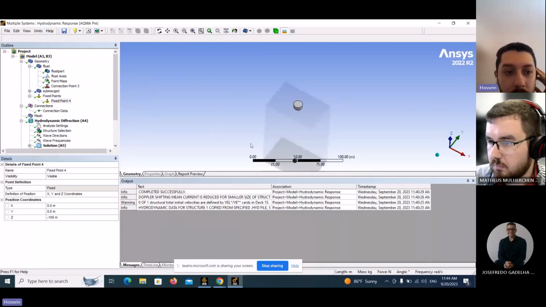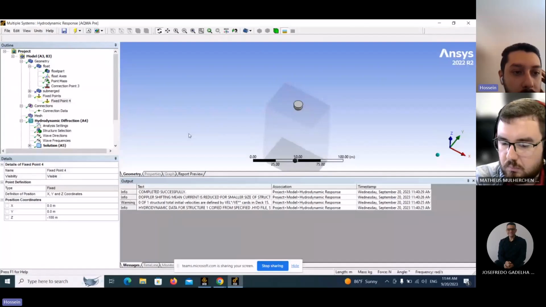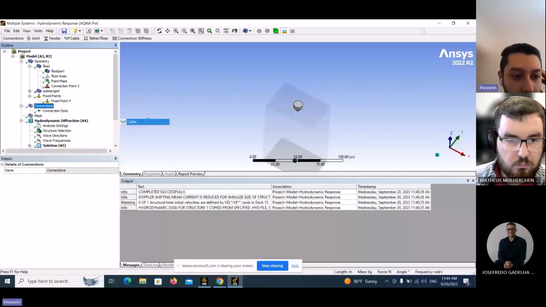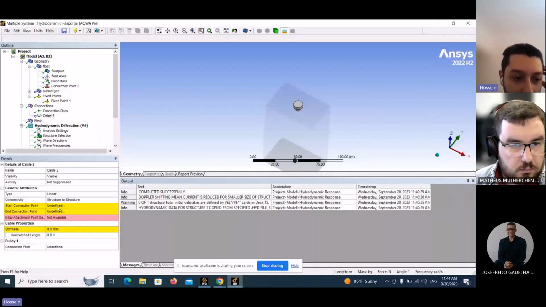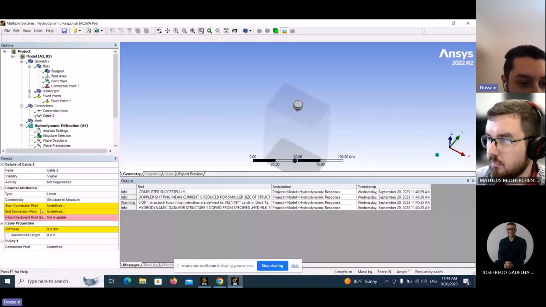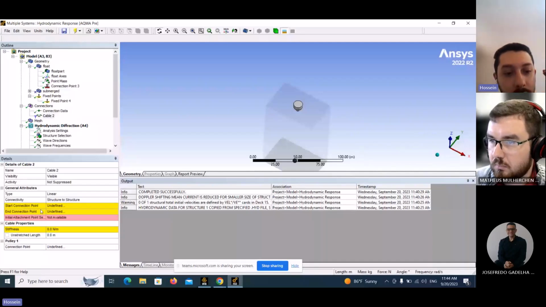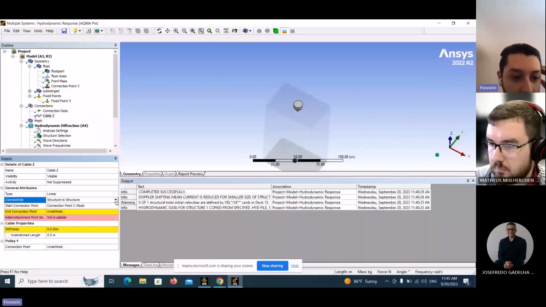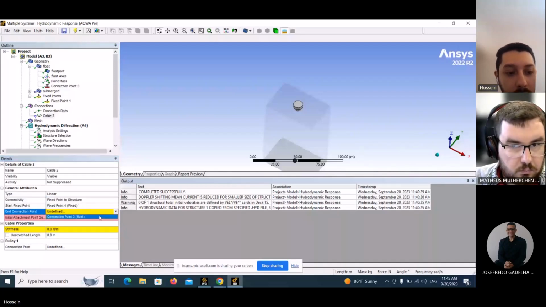Okay. And on the connections, insert connection cable. We should define the start and end connection points. The start is on the structure and the end point, excuse me, the connectivity type should be a fixed point to a structure. The start point on the seabed and the end point is the connection point on the structure.